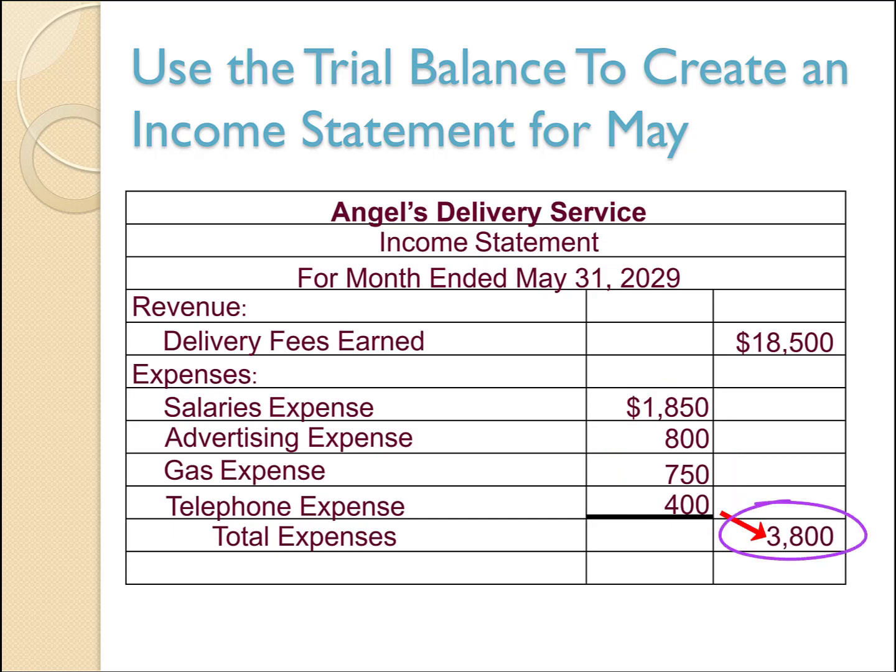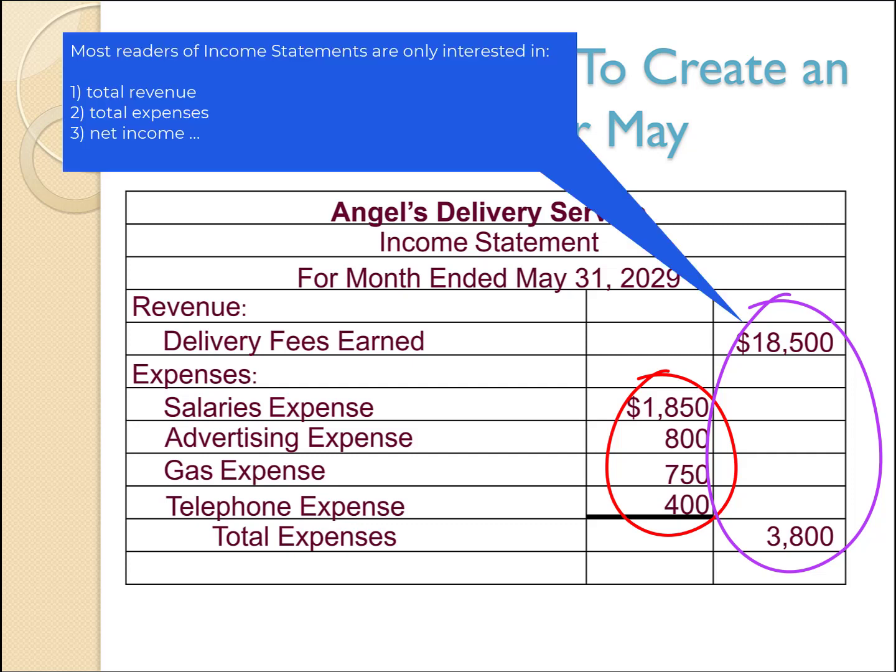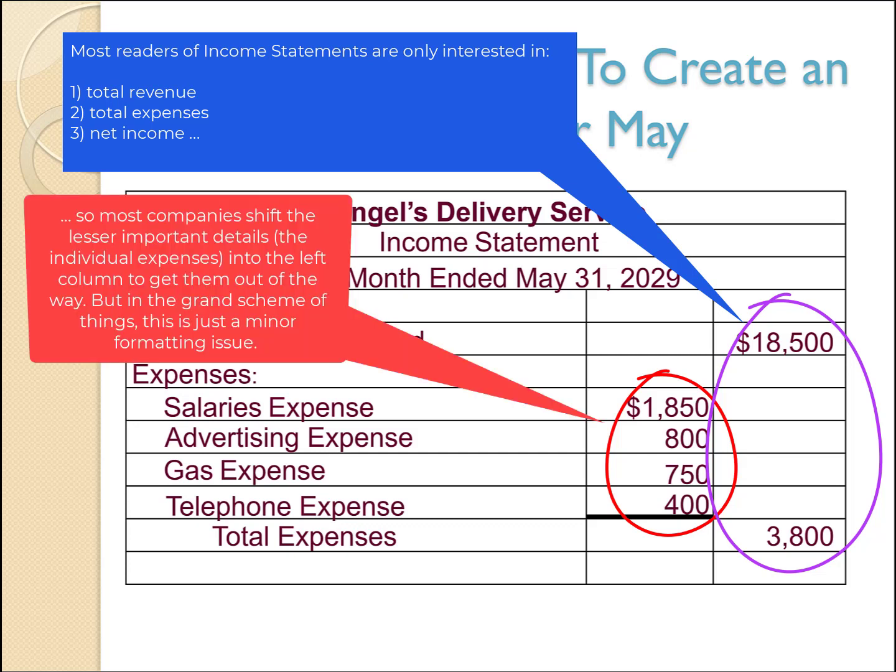So why do they do that? Why do they have these expenses over here in the left column all by themselves, and then the revenues and total expenses in the far right column? Well, that's because most readers of the income statement are only interested in three things: total revenue, total expenses, and then our net income at the very bottom. So if we keep the details, which is the individual expenses, in a second column, it kind of gets them out of the way of the reader, so they can just focus on the three big numbers: revenue, total expenses, and then net income, which we've not done yet.